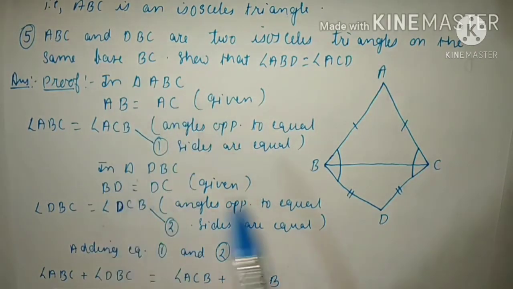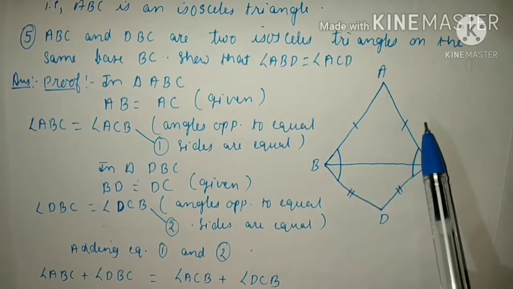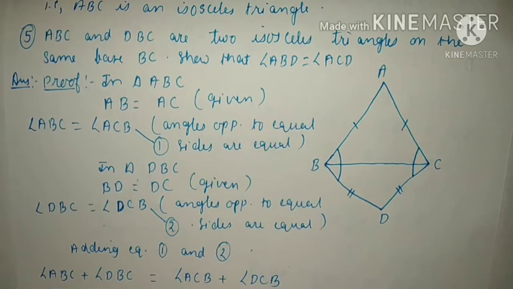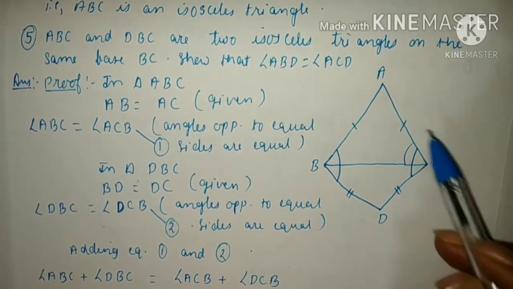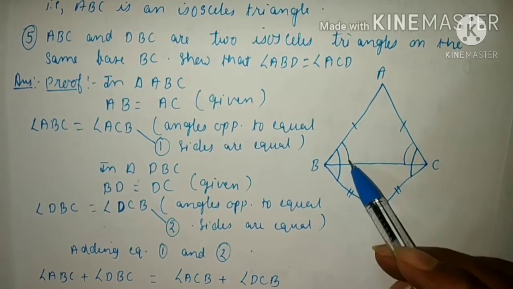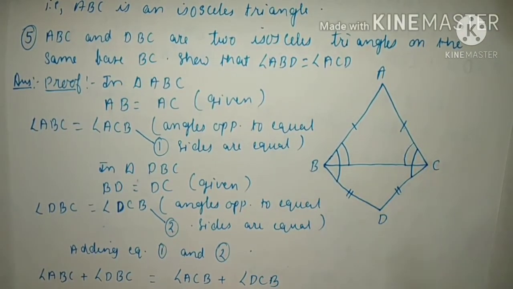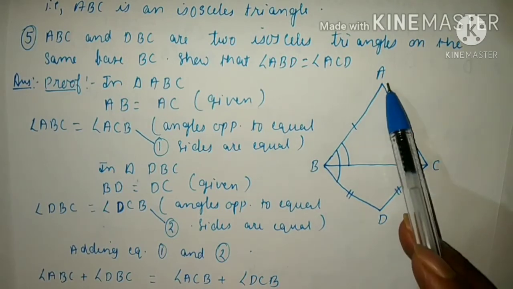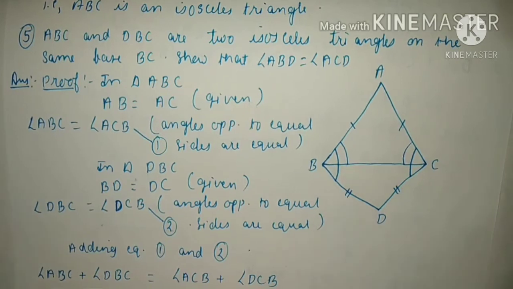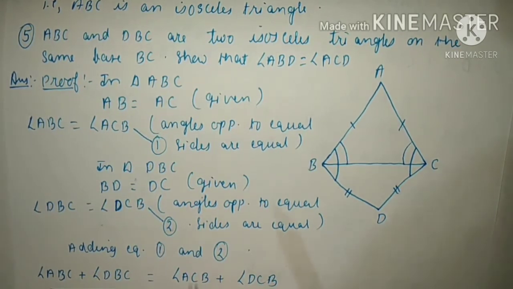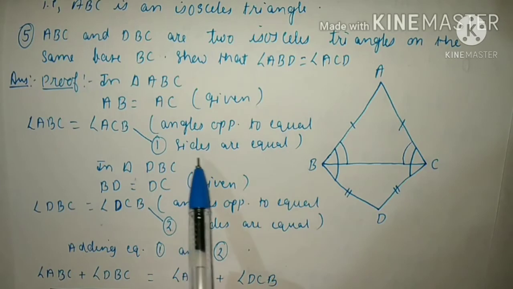In triangle ABC, first in this triangle ABC, AB is equal to AC. This is given to us. Now we know that angles opposite to equal sides of a triangle are equal. So the angle opposite to this side is this angle and the angle opposite to this side is this angle. So these two angles will be equal. So we can write angle ABC is equal to angle ACB. The reason for this is angles opposite to equal sides are equal.